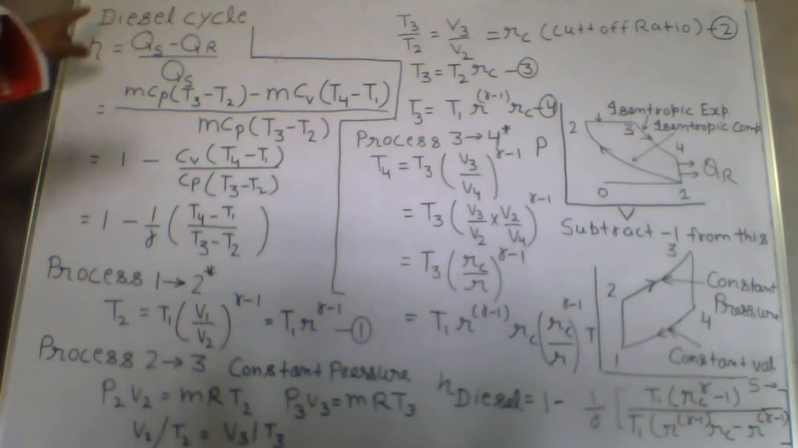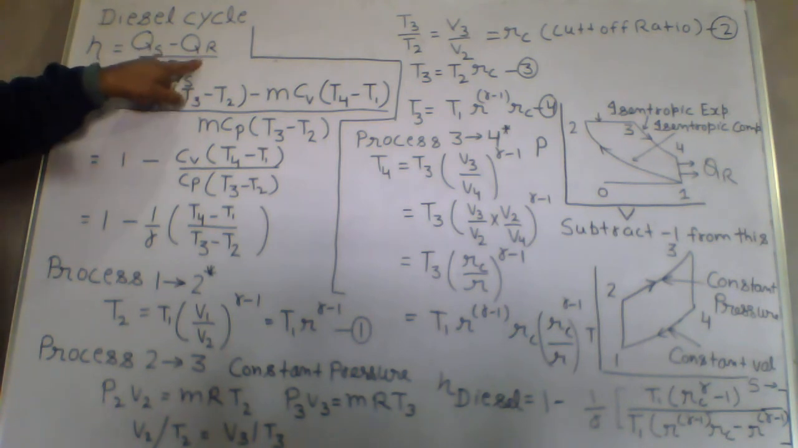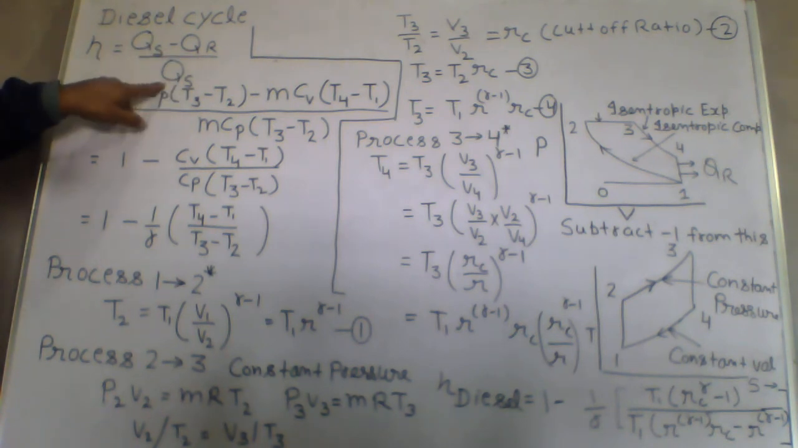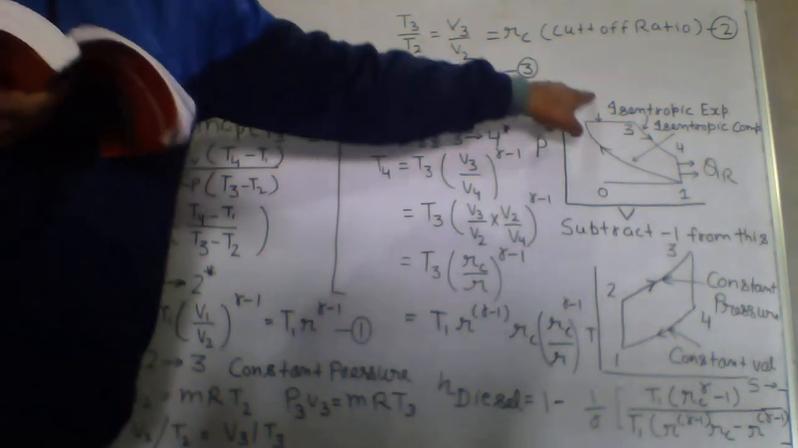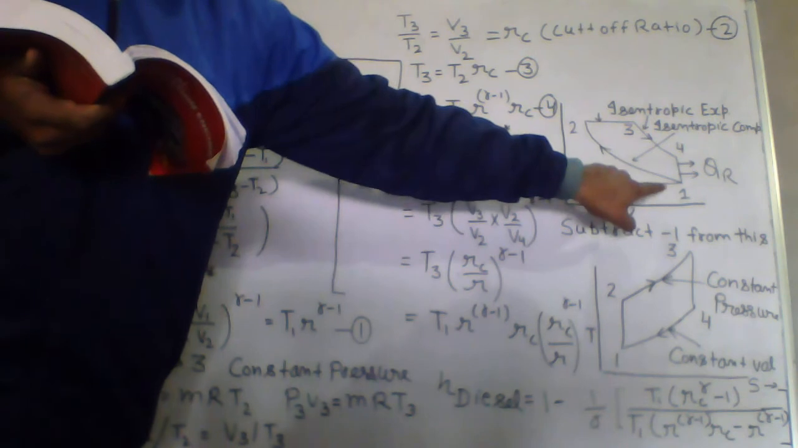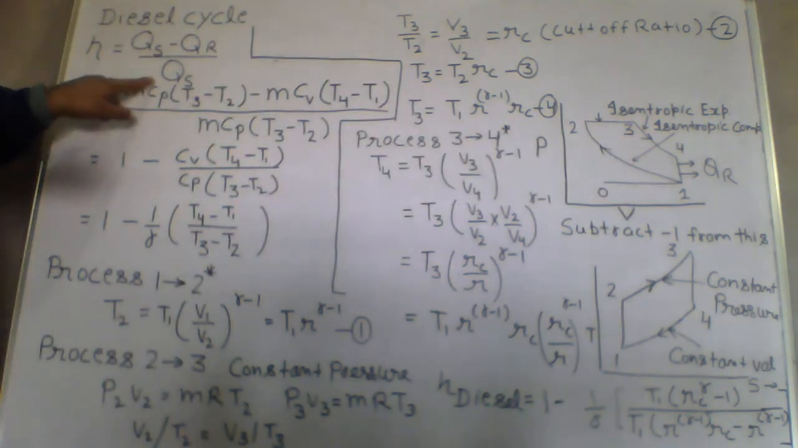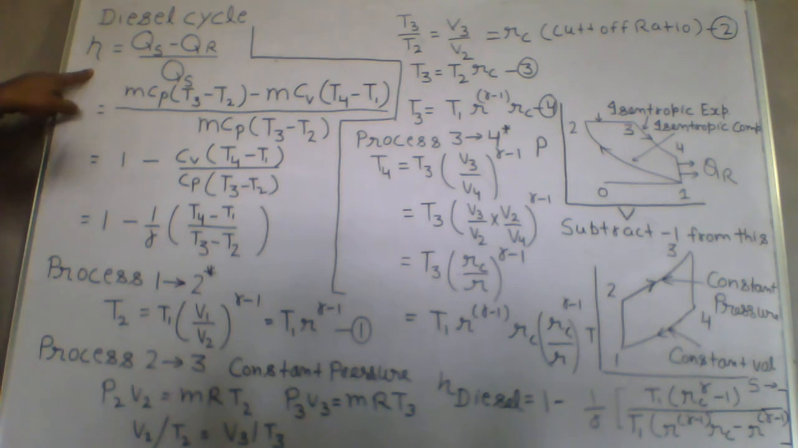We will start with the thermal efficiency of the diesel cycle. Again, as we discussed in the previous class, it is heat supplied minus heat rejected divided by heat supplied. So we have supplied heat here, and this is the heat rejection from 4 to 1. So heat supplied minus heat rejected divided by heat supplied is the thermal efficiency of the diesel engine.